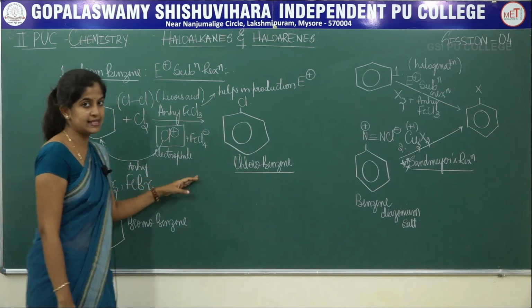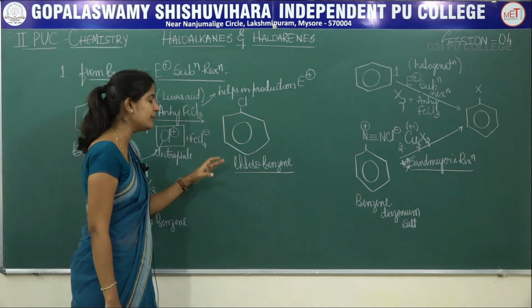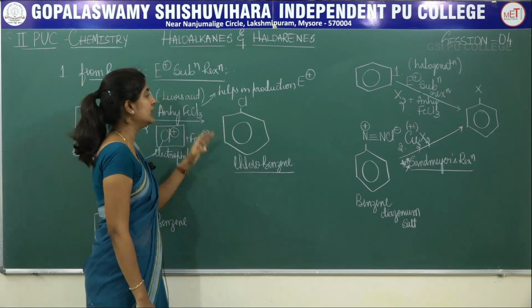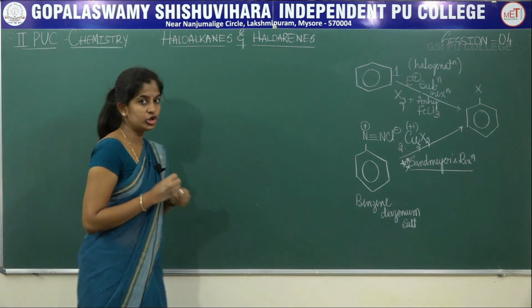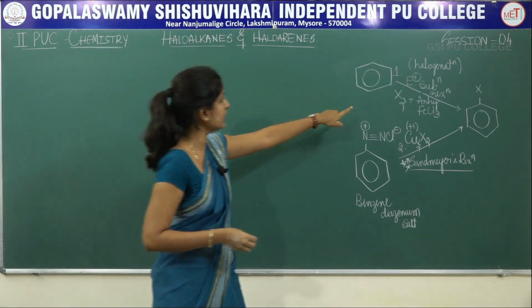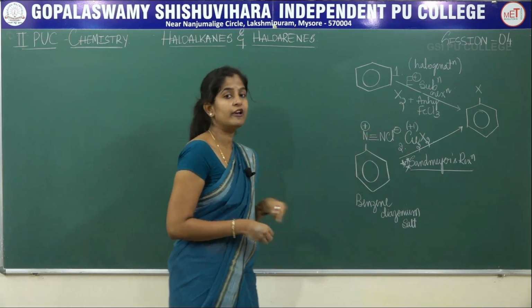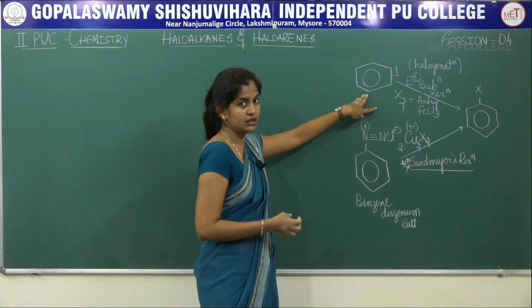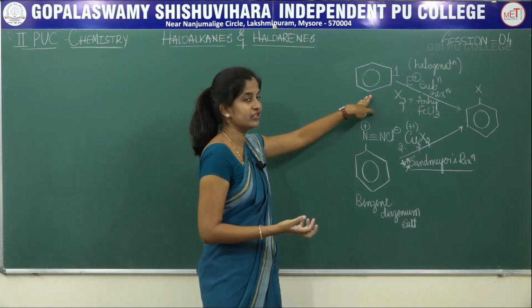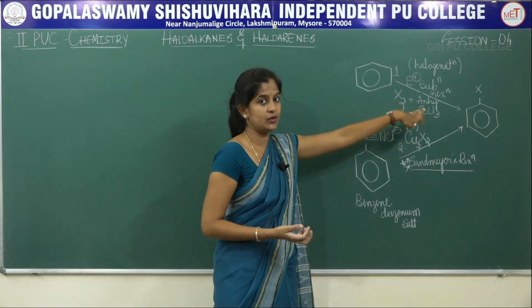While your fluorobenzene as well as your iodobenzene cannot be prepared by this method, that is through electrophilic substitution reactions, only these two can be prepared. Fluorobenzene cannot be produced by this method because fluorine reacts vigorously with benzene. That is, it forms an explosive reaction. As a result, fluorine cannot react with benzene through electrophilic substitution.